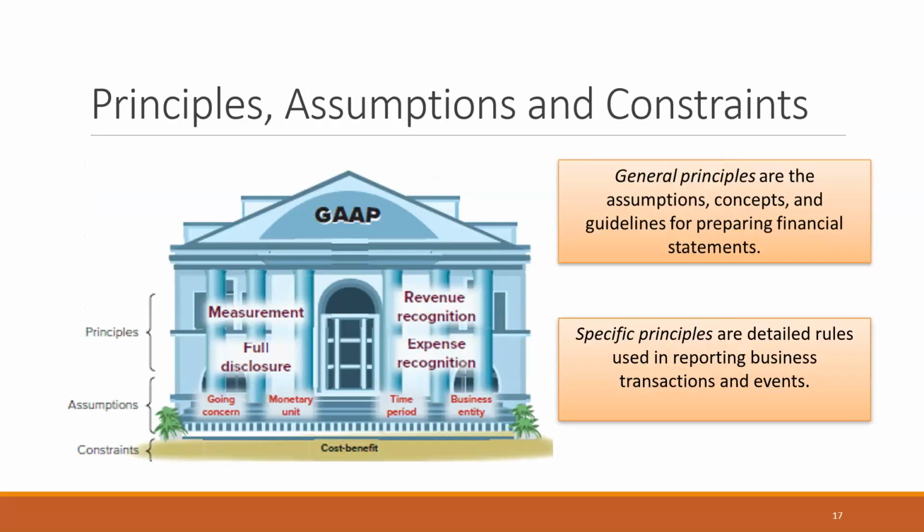Okay, I'm going to talk about some principles, assumptions, and constraints, and these are really the rules that we have to follow when we're doing accounting. So we have specific principles, which are detailed rules, general principles, which are the guidelines for preparing financial statements.